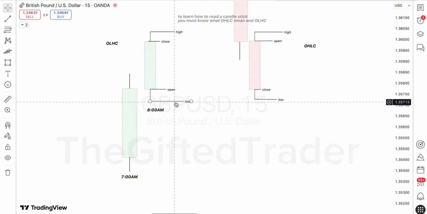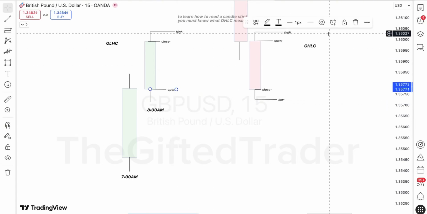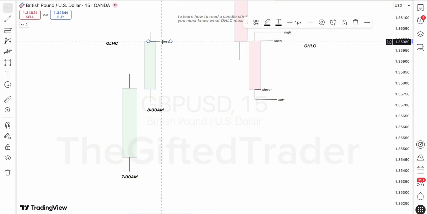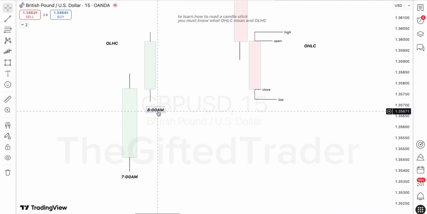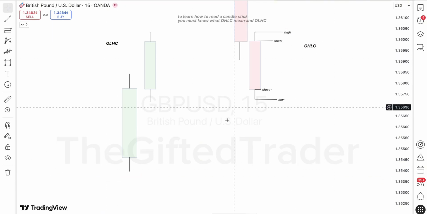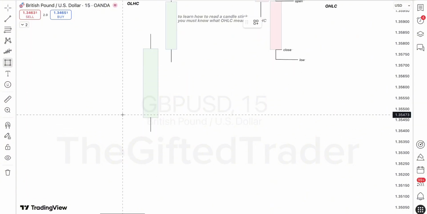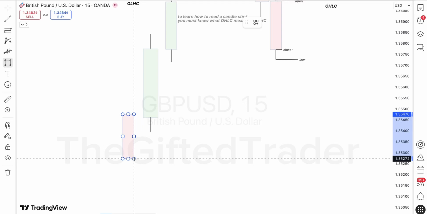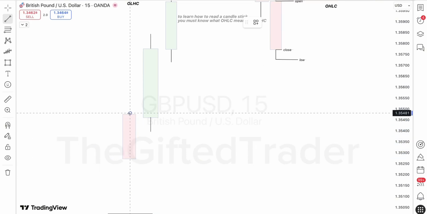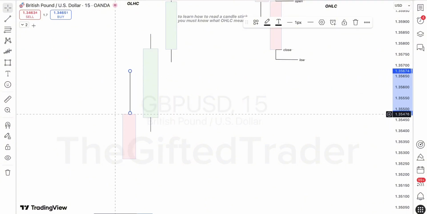Let me take off this voice. Let me take off this guy. All right. Let's say this is a bearish candlestick, the bearish trend. Let's give it another one. Let's put it here.